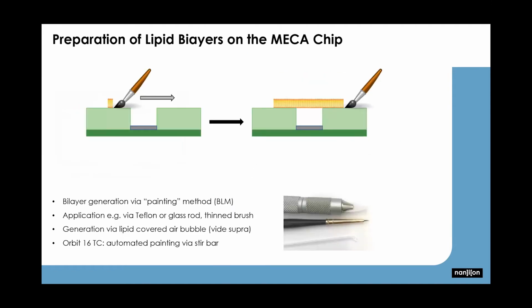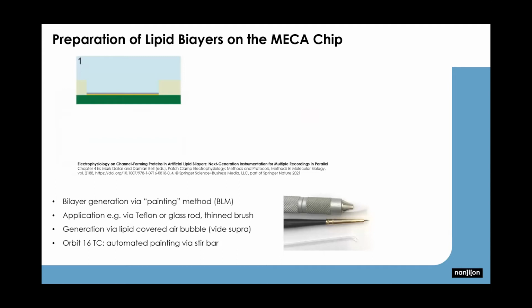So how do I actually generate a membrane there? Well, it's the classical painting approach, like any BLM you would find on other setups as well. So you could apply lipids in organic solvents over the cavities in this chip. And for the Orbit Mini, we would recommend to use the air bubble approach, meaning that you have your cavity filled with buffer and your chip filled with buffer. And then you would use a pipette tip. And this tip is not filled with lipid solution. It's only dipped inside the lipid solution. So the pipette tip will be covered with lipid solution, an organic solvent.